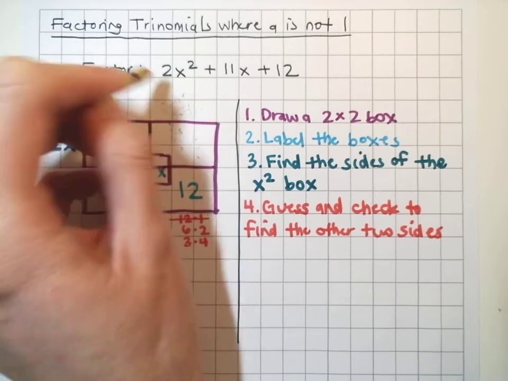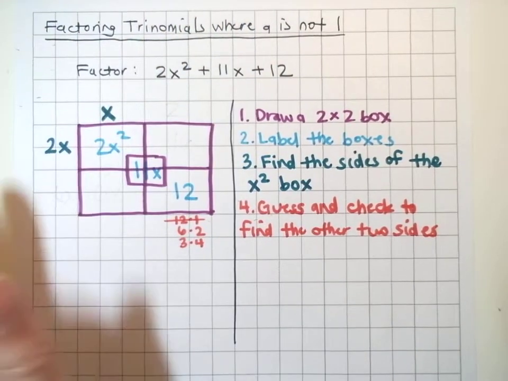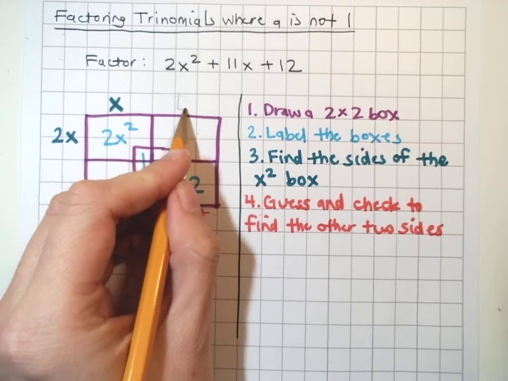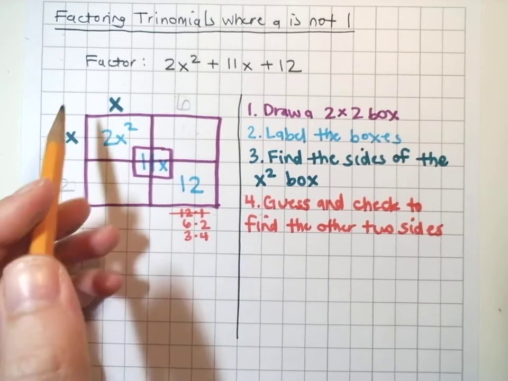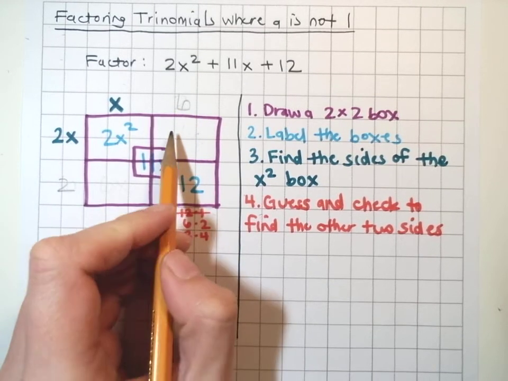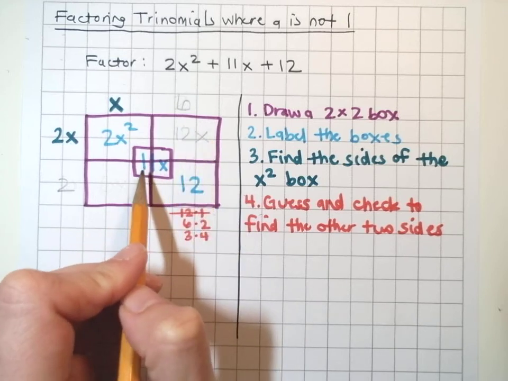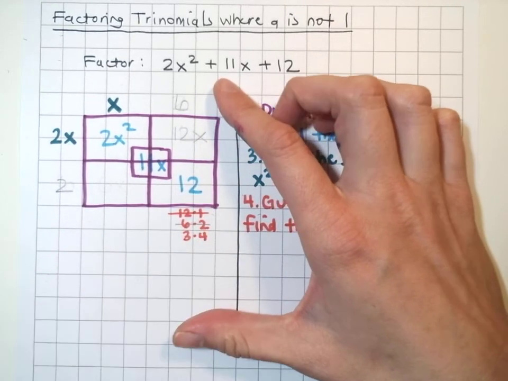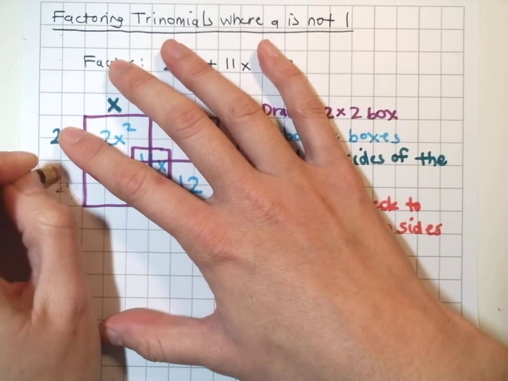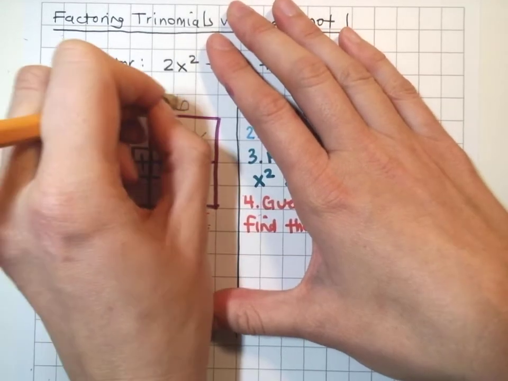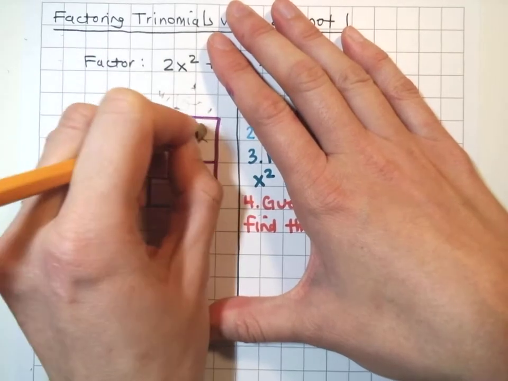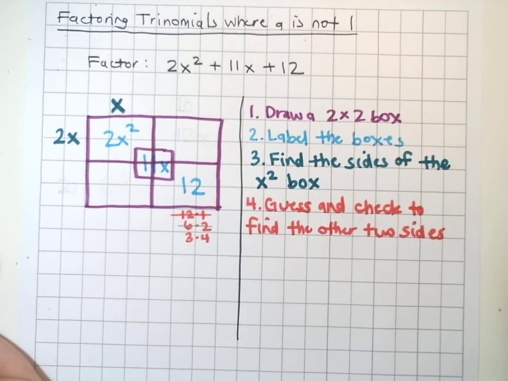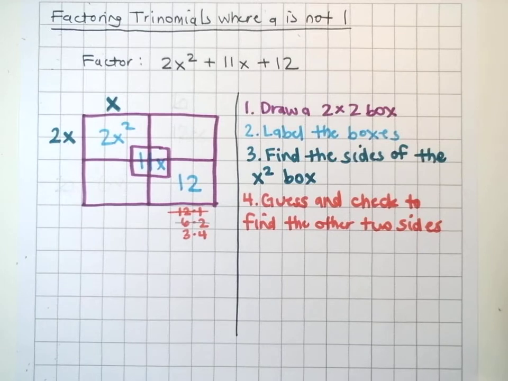So maybe we can switch them. If we put a 6 here and a 2 here, but wait, 2x times 6x gives me 12x. That's already too big for my 11x. So it can't be the 6 and the 2, which leaves us with the 3 and the 4. So hopefully it's one of those. Now we just have to figure out where the 3 goes and where the 4 goes.